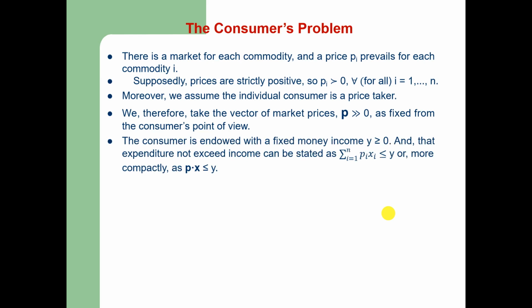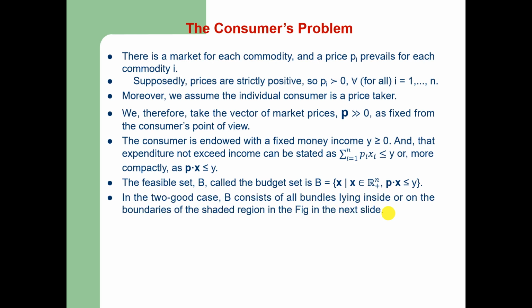The consumer is endowed with a fixed money income Y which is greater than or equal to 0, and that the expenditure not exceed income can be stated as summation i varies from 1 to n Pi xi is less than or equal to Y, or more compactly in vector notation, the vector of prices and vector of goods is less than or equal to the consumer's fixed money income Y. And the feasible set B, which is also called the budget set, is a set of consumption bundles X such that X is in non-negative orthant, subject to price vector times the commodity vector, which is less than or equal to the consumer's fixed money income.